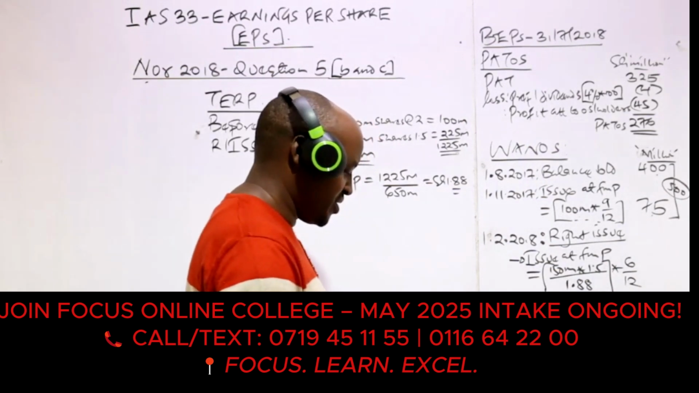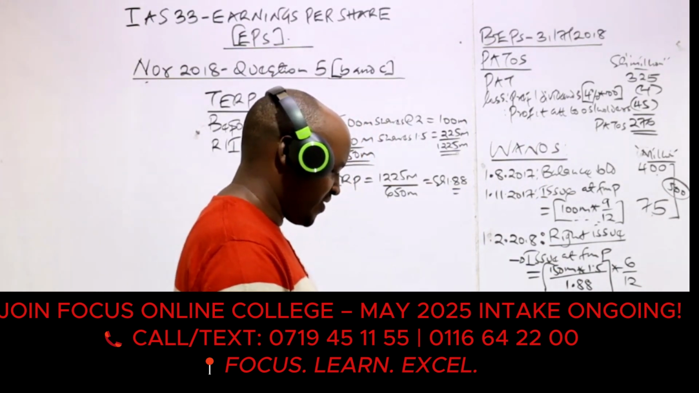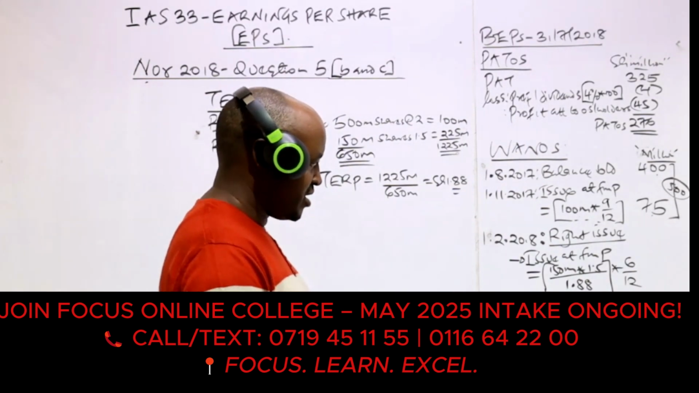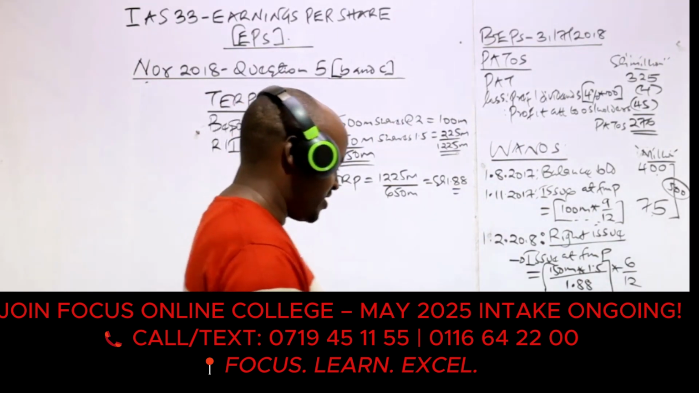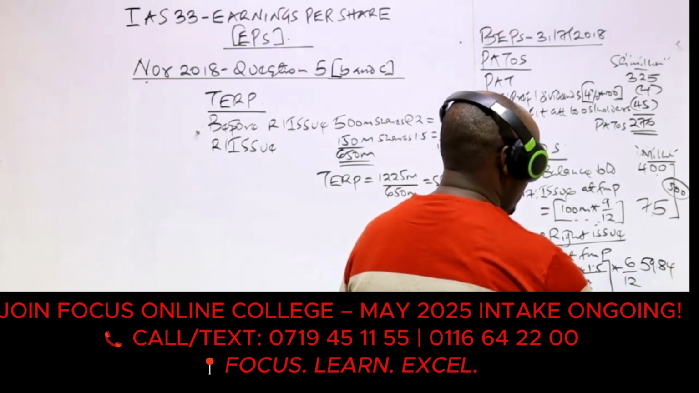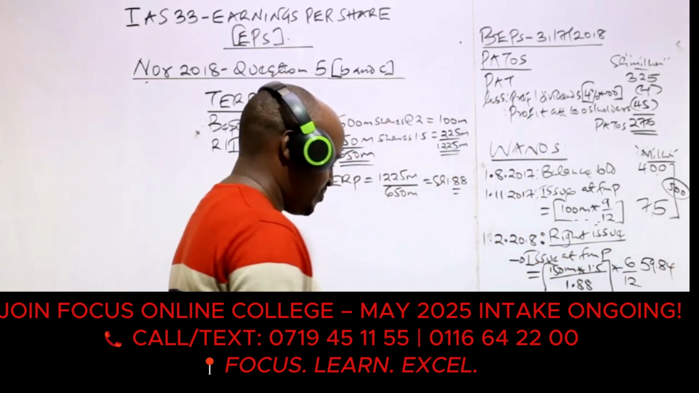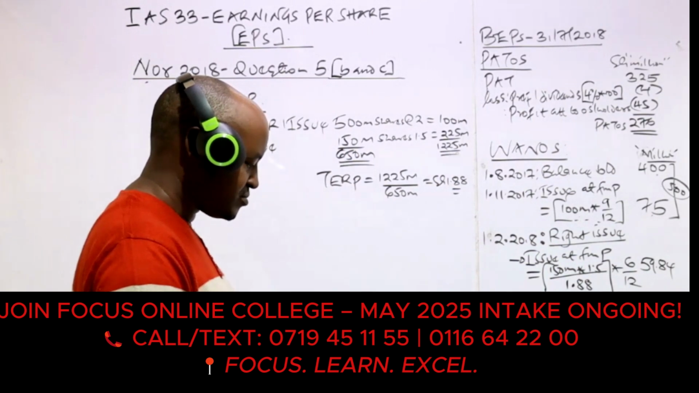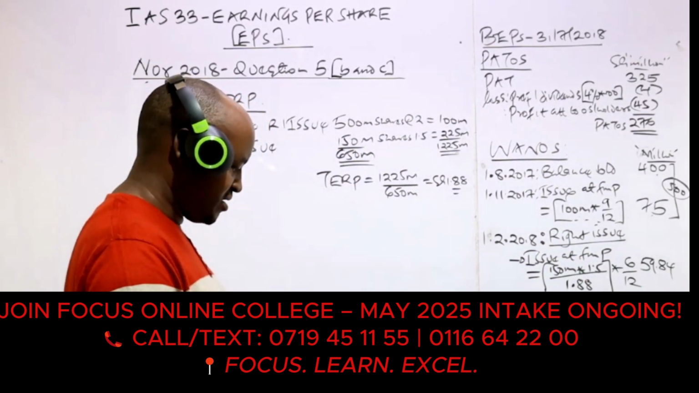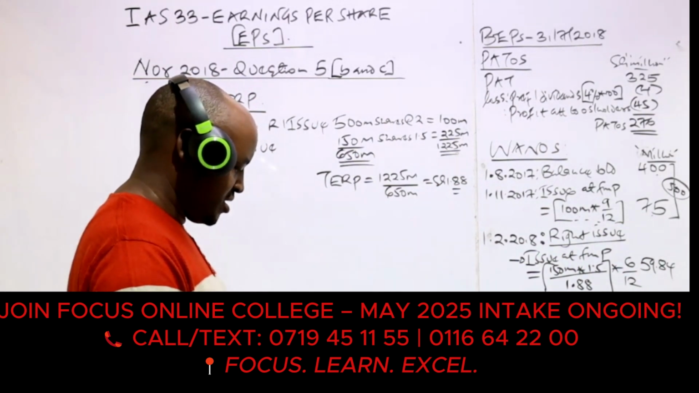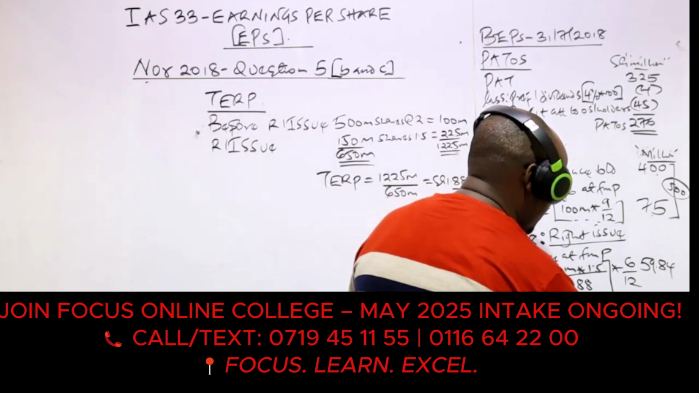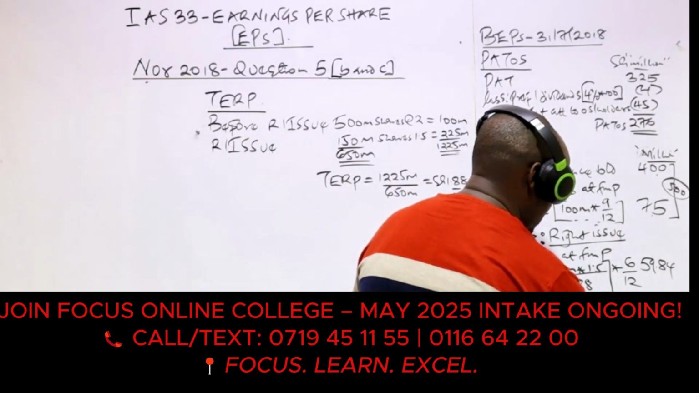Let's first of all compute this. 150 times 1.5 divided by 1.88, and then times 6/12, or basically divided by 2, which will give us 59.84. And then we compute this bonus element. 150 times 1.5 divided by 1.88, then deduct that from 150, which will give us 30.8.